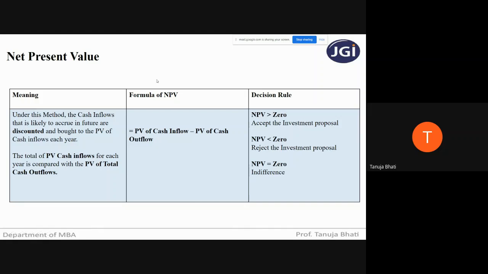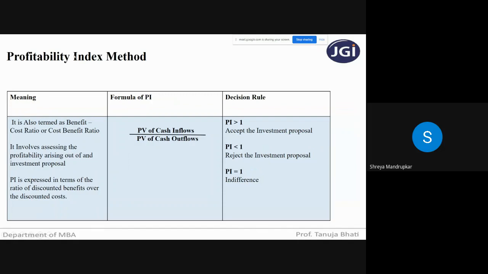Yes, students? Yes, ma'am. Okay. Let us move ahead to the profitability index method.